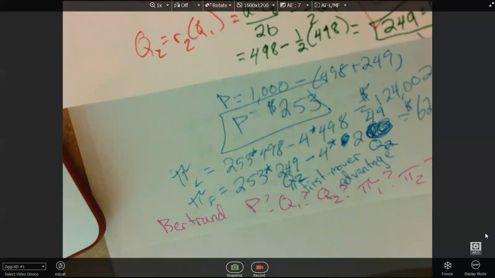Honestly, chapter 10 is enough to keep us busy all next week. I like chapter 10.